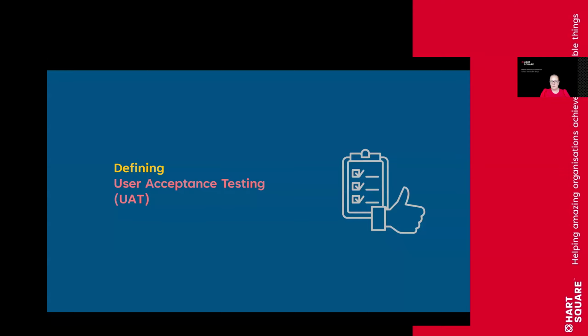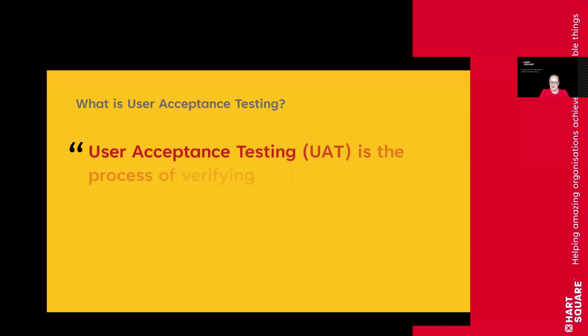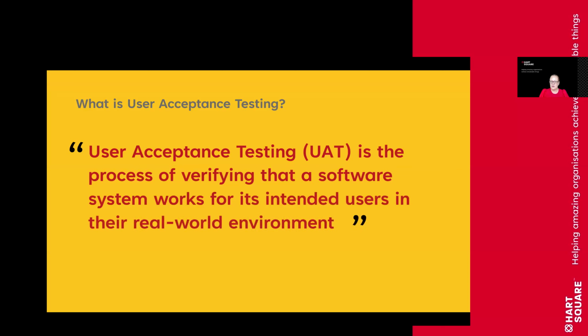So really what we're talking about today, to make sure that everybody is in the right webinar this morning, is all things UAT. So what does that mean? UAT is the process of verifying that the software system works for its intended uses in the real world environment. If you're somebody in the middle of an implementation, you might be the project sponsor, the project lead, or the tester, this is really the session for you.